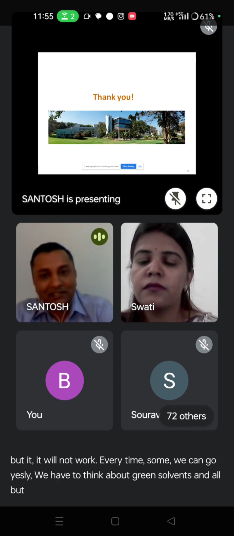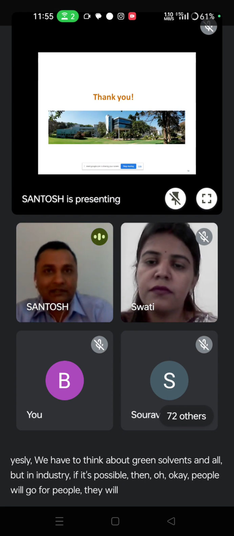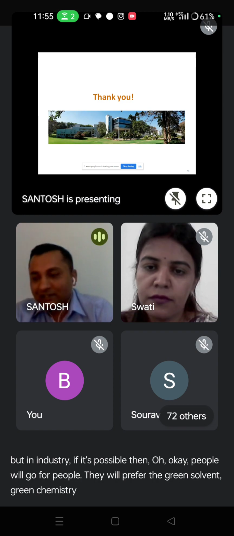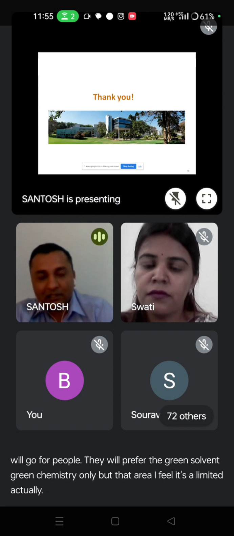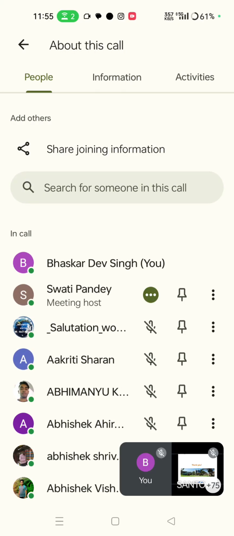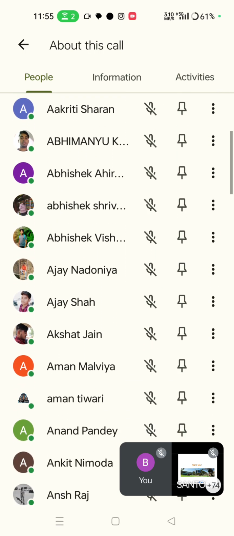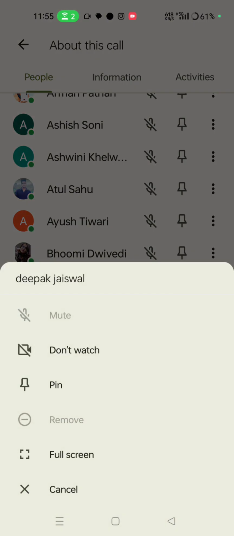But in industry, if it is possible, then people will go for it. They will prefer the green solvent, green chemistry only. But I feel that area is limited. It's not working for all reactions. If you are going to do an n-butyl lithium reaction, we need a strong base. How will we use green solvents there? We cannot use this green aspect. But simple chemistry like click chemistry, or when you have to make simple triazole rings, that kind of reaction can go in water also.